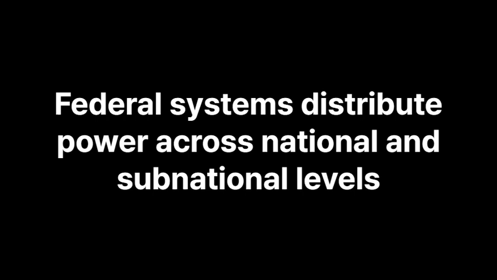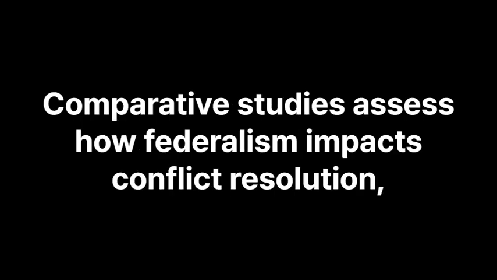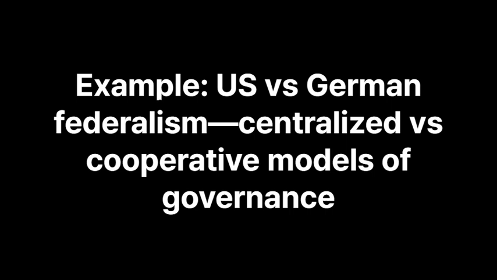5.2. Federalism and decentralization. Federal systems distribute power across national and subnational levels. Comparative studies assess how federalism impacts conflict resolution, public service delivery, and regional inequality. Example: U.S. and German federalism, centralized versus cooperative models of governance.